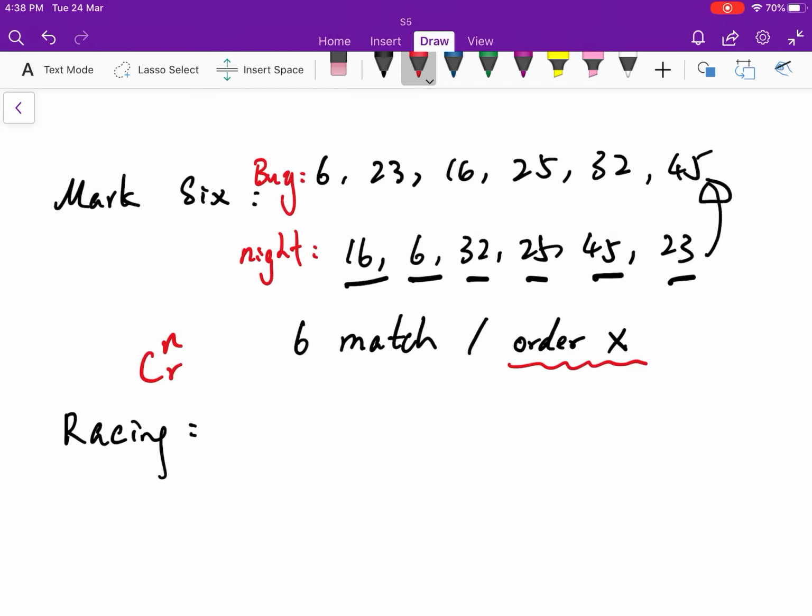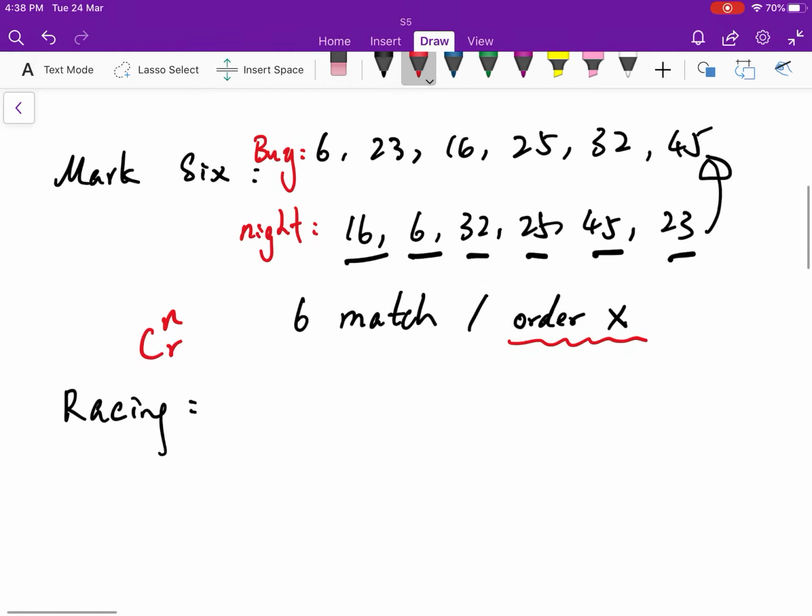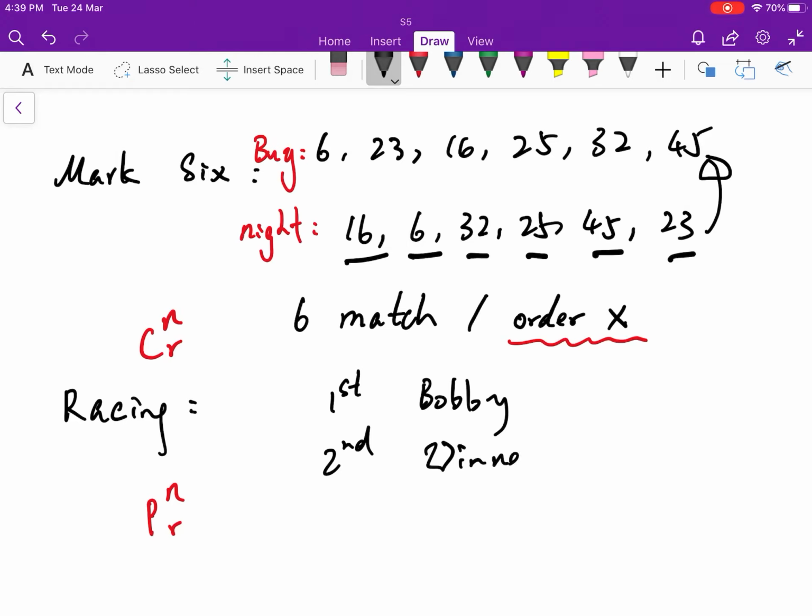So let me give you one more example about permutation. What's the difference? Also at the Jockey Club, besides Mark 6, you can also play, of course only adults can play it, horse racing. So horse racing is a kind of NPR case. For example, your dad wants to bet on the horse racing positions. Maybe he wants to bet that the first one is a horse called Bobby, then second is called Winner, then third is Spring, something like that, the names of the horses.